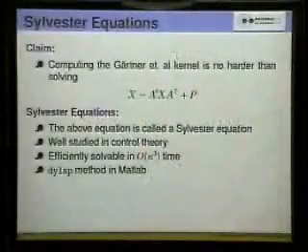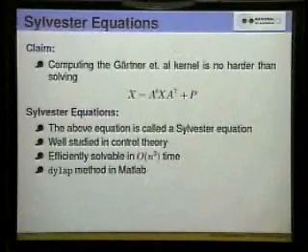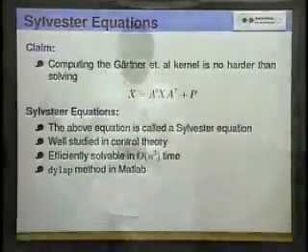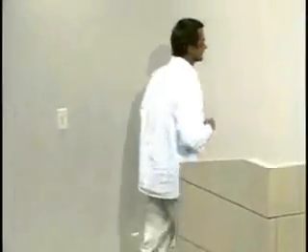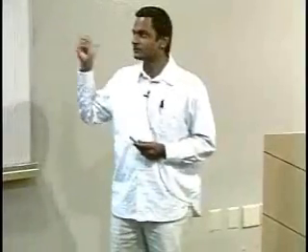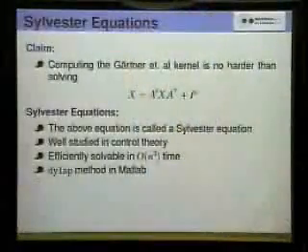But for this talk, basically, I just need the simple form of the Sylvester equation. And in fact, they are efficiently solvable in order n cubed time, and there are public domain codes that do the same thing for you. And so what I will do is show that if you can solve the Sylvester equation, then you can compute the inverse of that matrix, and essentially you can compute the graph kernels that you need efficiently. So this is how the reduction will go.